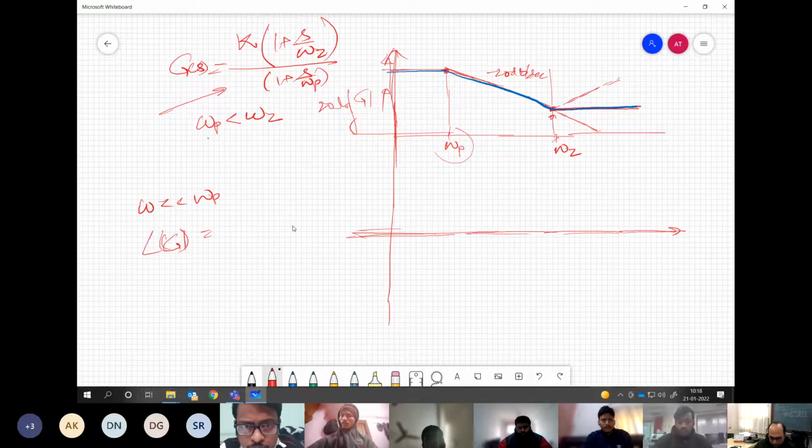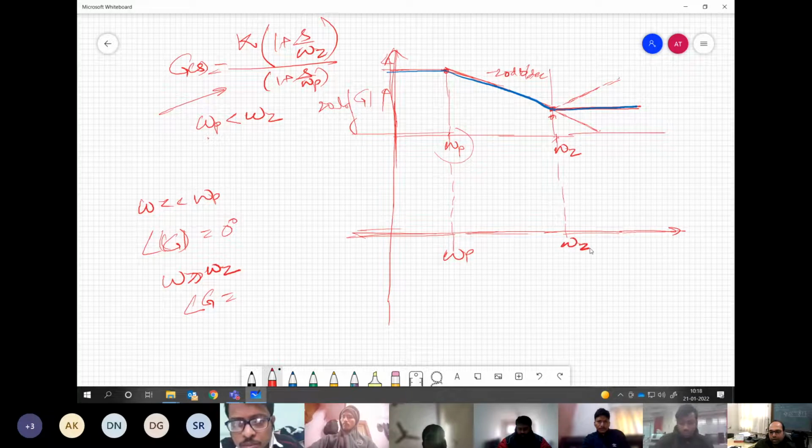What should be the phase? So 0 degree. Okay. And if omega is very, very large than omega z, what should be the phase? Minus 90. Minus 90 degree.